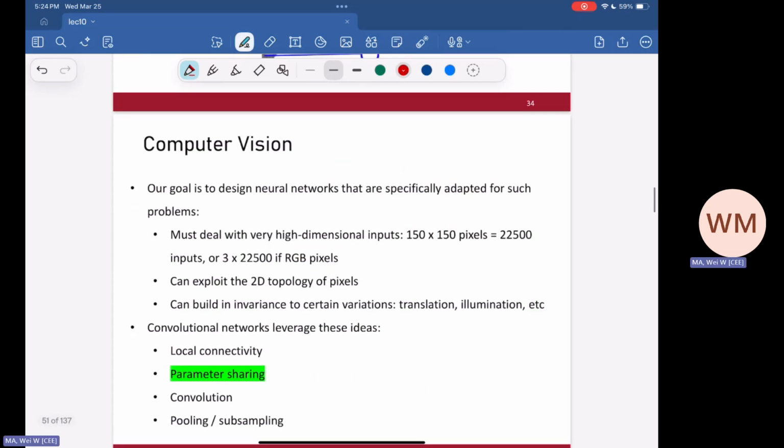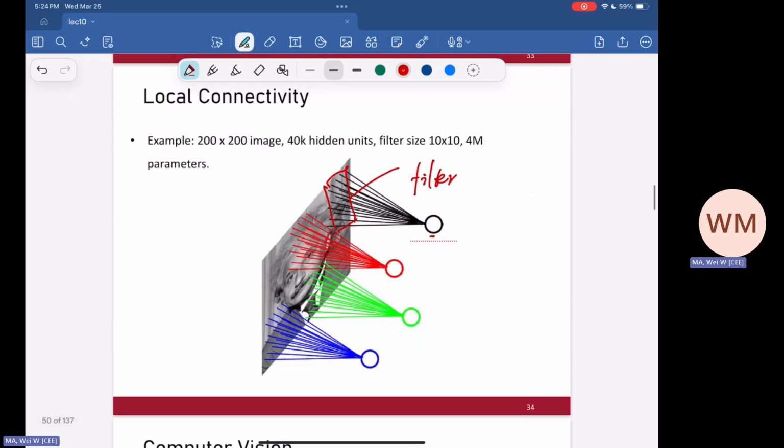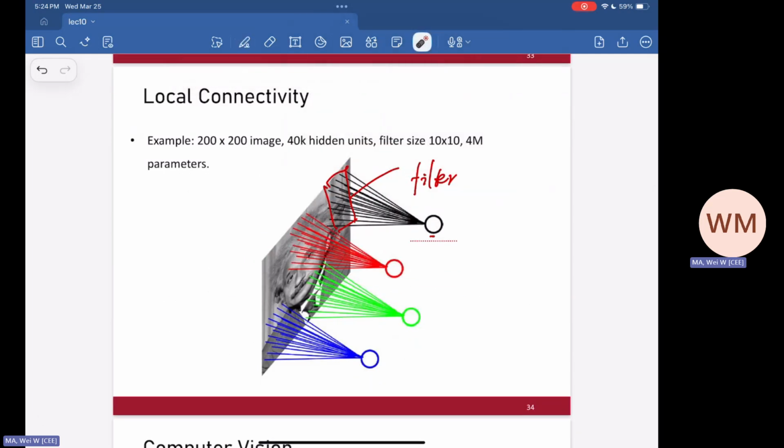Okay, so this is the first idea, local connectivity. This can reduce a lot of parameters, but it has been calculated for you, so there are still 4 million parameters. In the past it's 100 million. So now it's 4 million, but 4 million is still many.